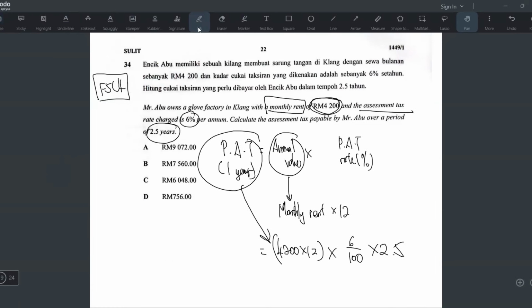All right, so press this, then you get your answer. 4200 times 12 times 0.06 times 2.5. My calculator gives me 7560, so the answer for 34 is B. All right, that's it.